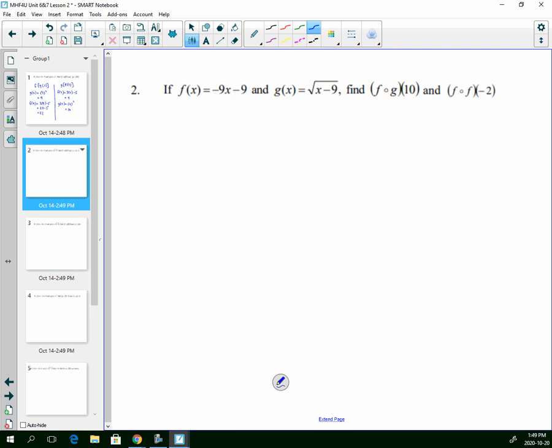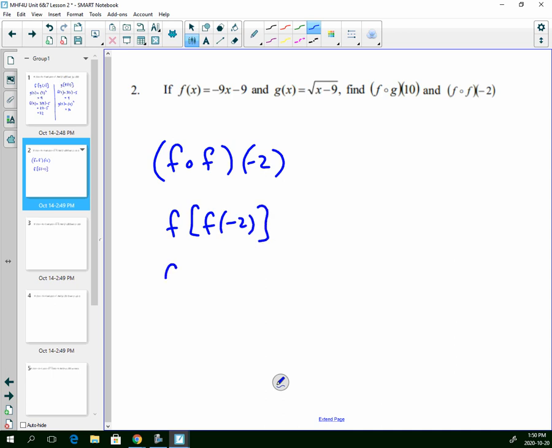We can put it into its own function. So it wants to do f of -2. Right? It doesn't have to go into a different function. It could go back into itself. Let's write this out. So it's f of -2. So I'll do f of -2 into the function -9x minus 9.